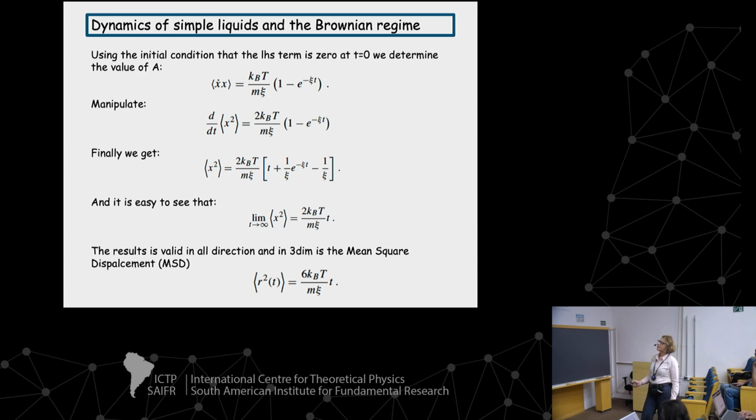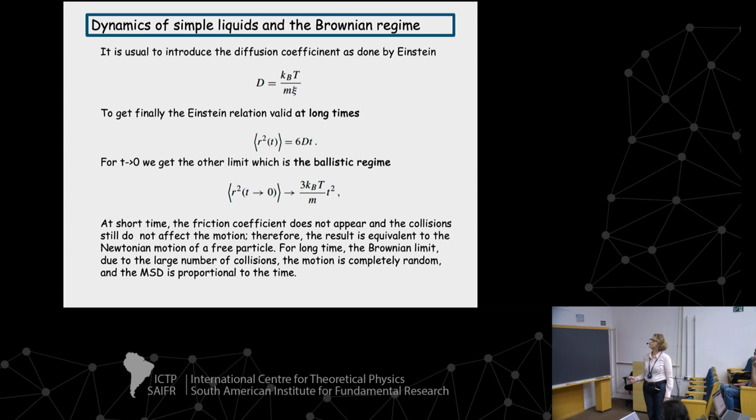So this result here is valid in all the directions, as I told you. We are thinking only along x, but the other two are equivalent. So the mean square displacement is 6kBT over m xi times t. It is usual to introduce, as Einstein did, the diffusion coefficient D equal to kBT over m xi to get finally the Einstein relation, which is valid for the mean square displacement at long time.